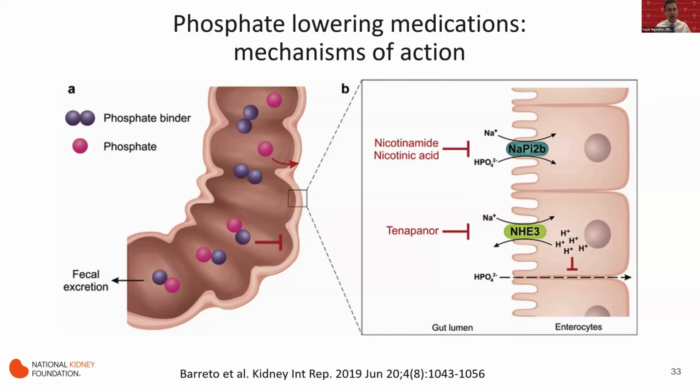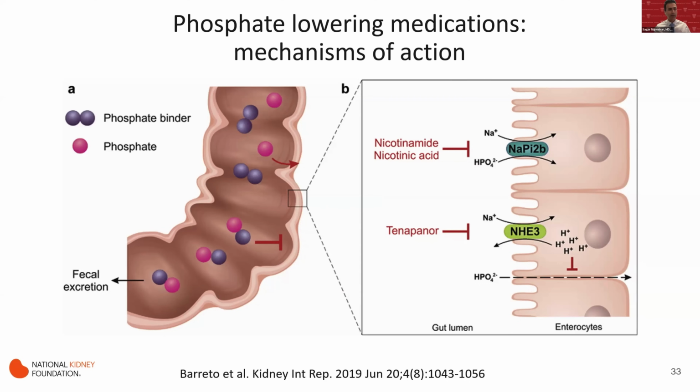What I have depicted on this particular slide are cartoons that distinguish the different mechanisms of action, particularly the comparison between phosphate binders on the left side in panel A and the phosphate absorption inhibitors in panel B. Phosphate binders, as the name suggests, are agents that are taken typically with meals, and they will bind the dietary phosphate available in the intestine, block its absorption, and promote its fecal excretion.